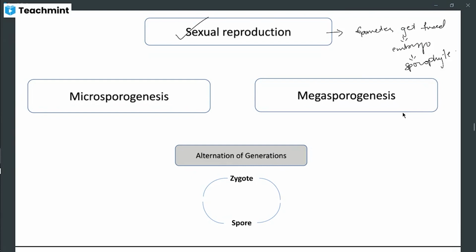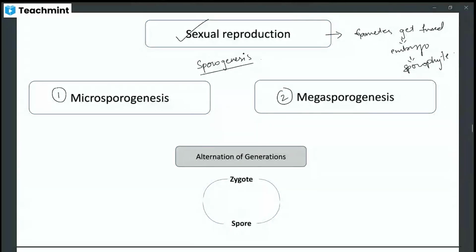So in sexual reproduction, the two things that we need to keep in mind are first microsporogenesis and second megasporogenesis. Can anyone tell me what you mean by sporogenesis? It may be megaspore or microspore, both. What is the meaning of sporogenesis?